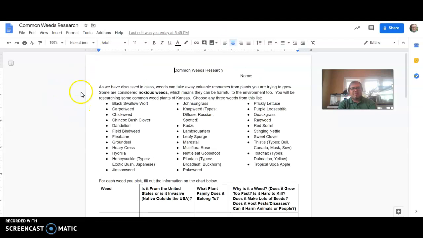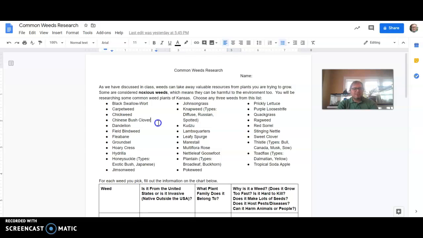Let's look here at the common weeds research one. Again, we've got a longer list this time. These are all different types of weeds. In this case, we mean plants that we basically don't want in our garden for one reason or another. As we discussed in class, weeds can take away valuable resources from plants you're trying to grow. Some of the plants in this list are considered noxious weeds, which means they're harmful to the environment on top of just being something that we generally try to pick out of the garden.